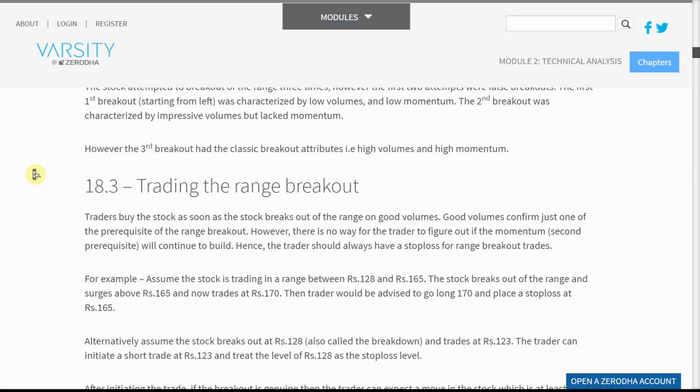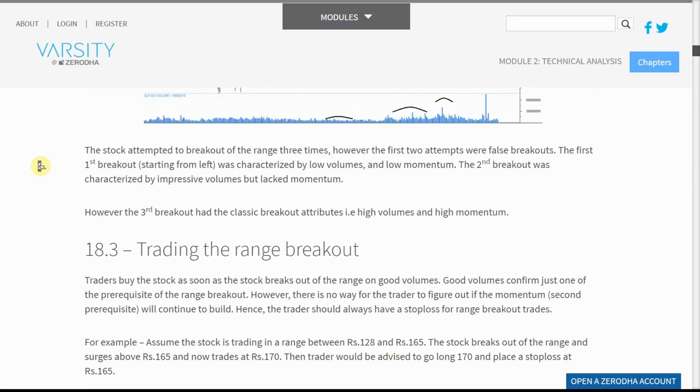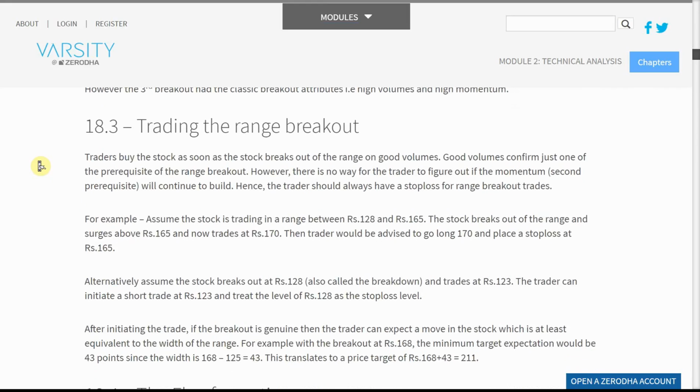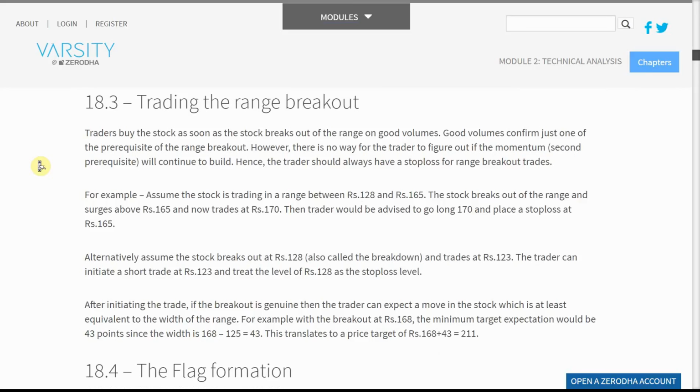18.3 Trading the range breakout. Traders buy the stock as soon as the stock breaks out of the range on good volumes. Good volumes confirm just one of the prerequisites of the range breakout. However, there is no way for the trader to figure out if the momentum, the second prerequisite, will continue to build. Hence, the trader should always have a stop loss for range breakout trades.